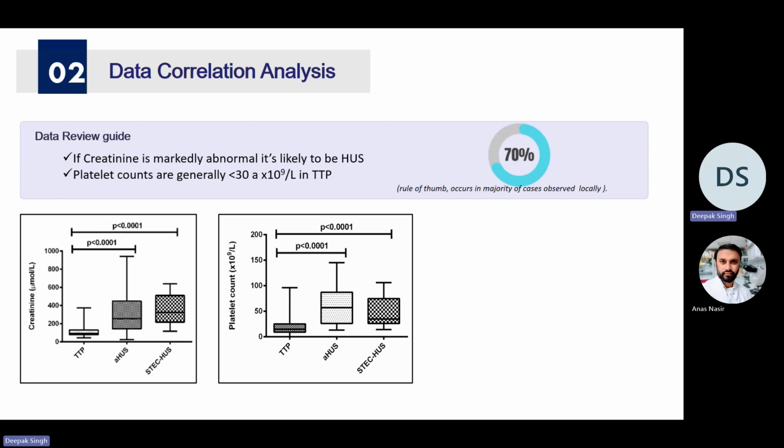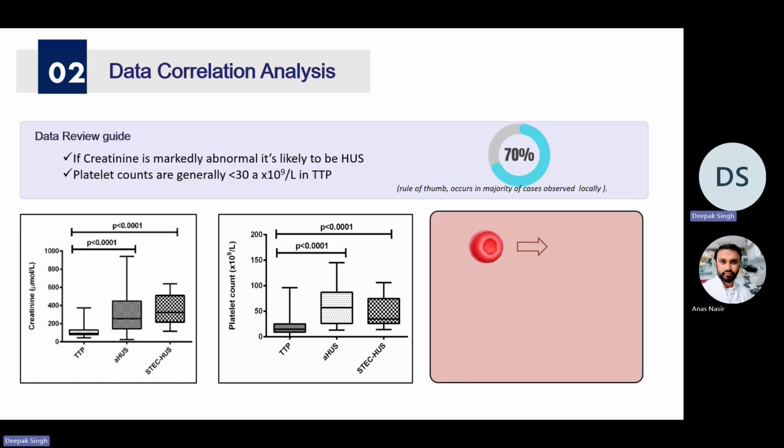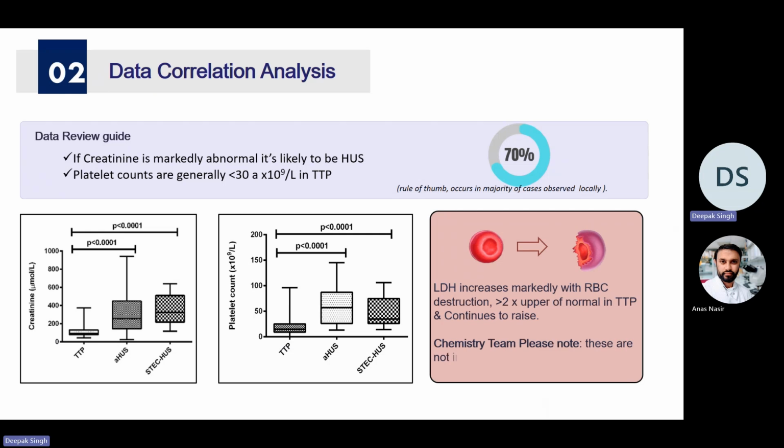And the other one is platelet count. In TTP, platelet counts are usually much lower than in HUS. It's usually less than 30. But please remember, this is just a rule of thumb. It only occurs in about 70% of cases. You do get an overlap sometimes of these markers.